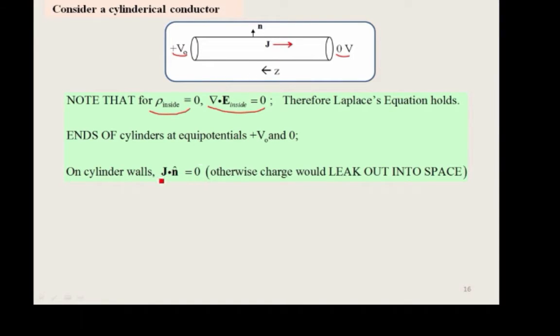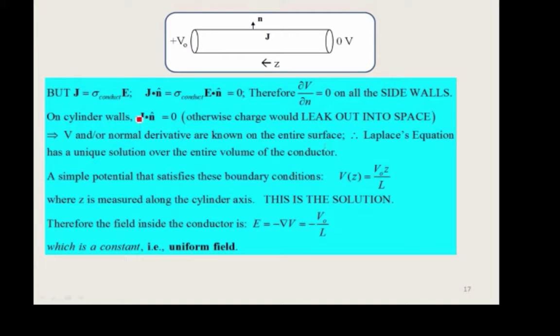The first thing is, if we have no charge entering or leaving, then we have to have that the component of J perpendicular to those walls has to be 0. Otherwise, charges would be leaking out into space. If J is given by this quantity here, and we take the dot product, this is the conductivity, and so you'll have sigma E dotted into n hat, and we concluded that that should be equal to 0 because there's no charge leaking.